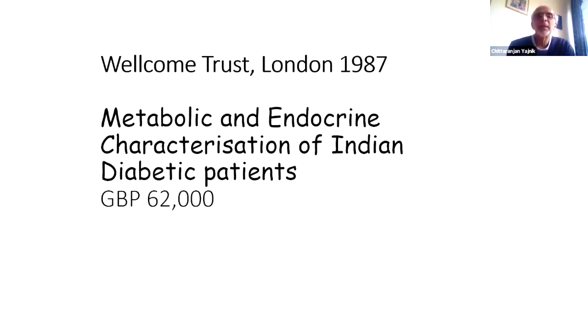And then in 1987, I got lucky because I got my first international research grant from the Wellcome Trust, in collaboration with my boss in Oxford. And that was to characterize the metabolic and endocrine characteristics of Indian diabetic patients. At that time it was for 62,000 British pounds. So today it would be something like 60 lakh rupees. But that was a big thing. It was for 3 years and it allowed me to settle.